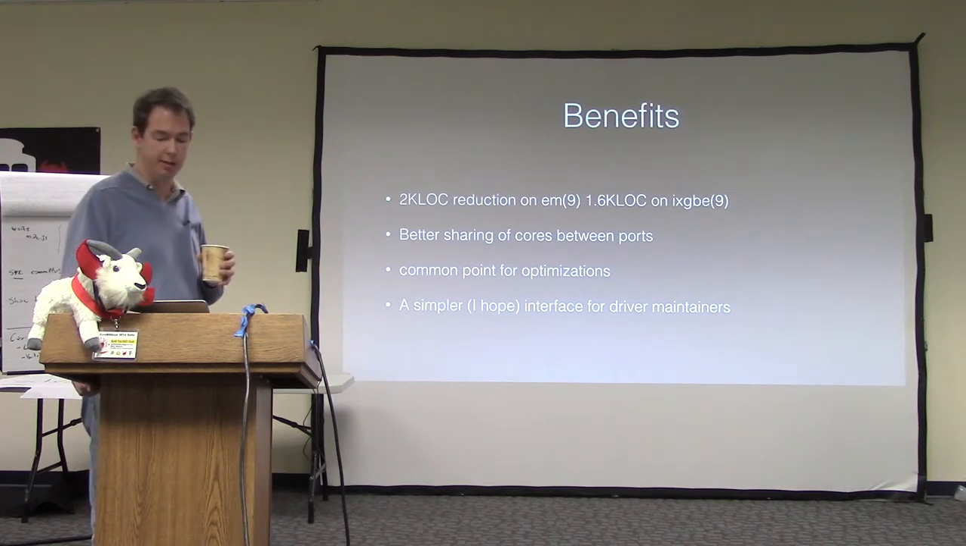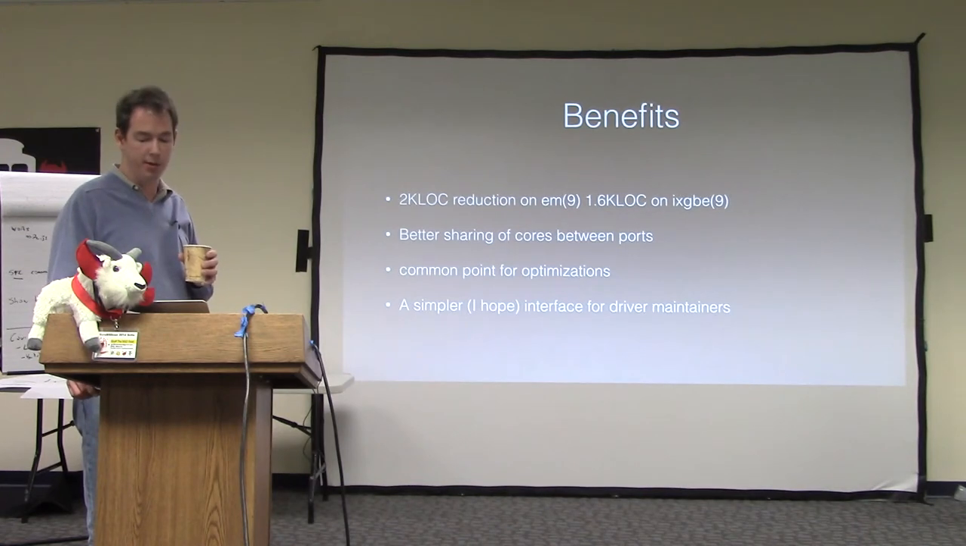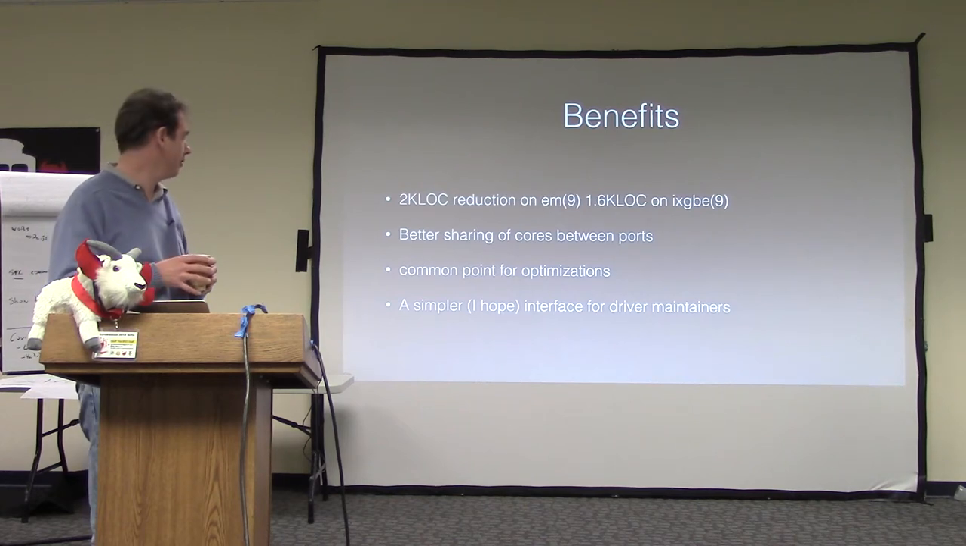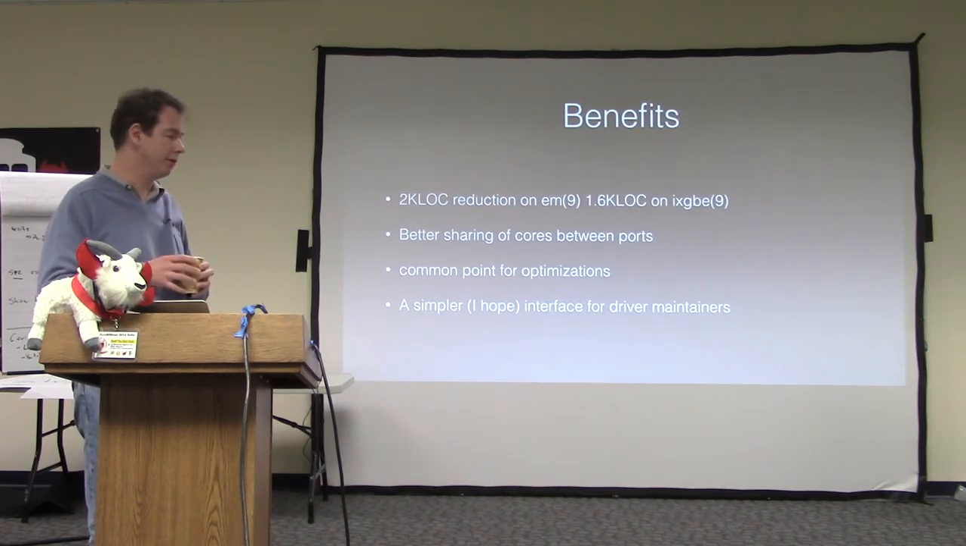So we managed to excise about 2,000 lines of code on em, and 1.6 thousand on ixgbe. It allows us to share cores between ports. Right now, every driver managing RX has its own ithread, basically letting the scheduler decide when you get to take your packets off. With this, you have a single thread that round-robins between the drivers' receive routines after a certain number of packets or a certain amount of time, and they don't have to go through the scheduler to decide which ithread to run. That gives much better CPU utilization when you have large numbers of ports all sharing the same core. You can do one optimization in one place and have it automatically benefit all the drivers. You don't have to stick in prefetch in three different drivers when you're doing dequeue.